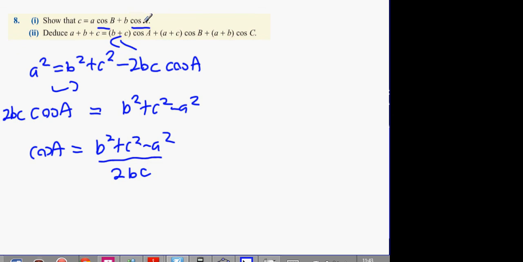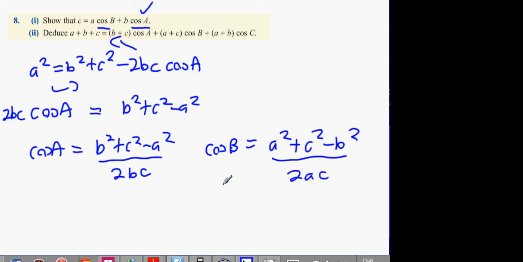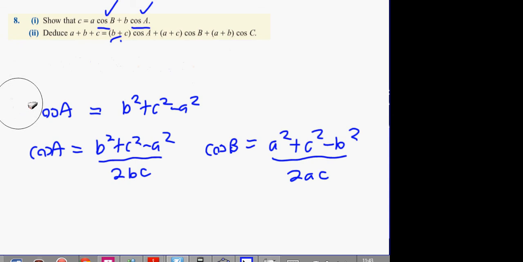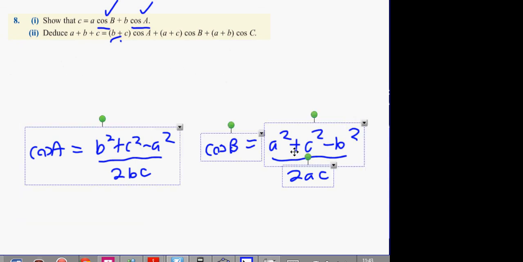Now, that's the cos A ticked. I now need to get cos B. Cos B is done by an interchange of letters. Anywhere I see B, it's now A. Anywhere I see A, it's now B. And that's cos B done. So that's my cos A and my cos B done. I'm now going to put these into the formula. Okay, so what we're going to get is something like this.